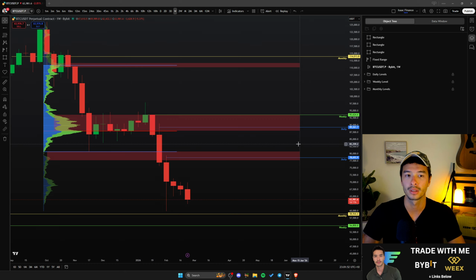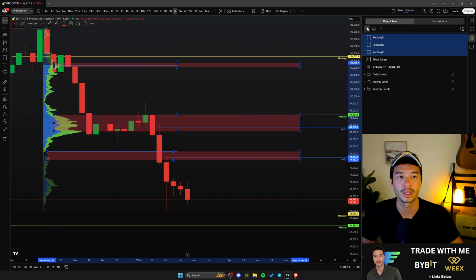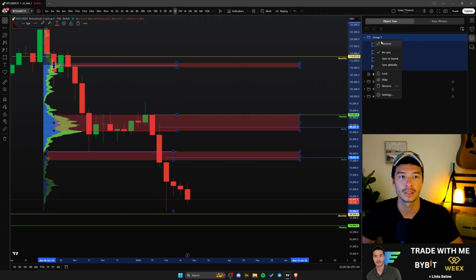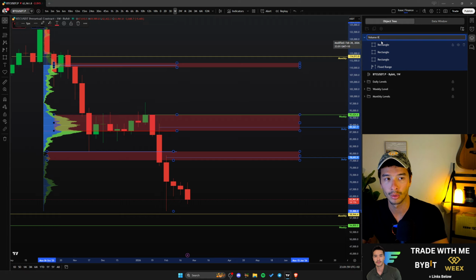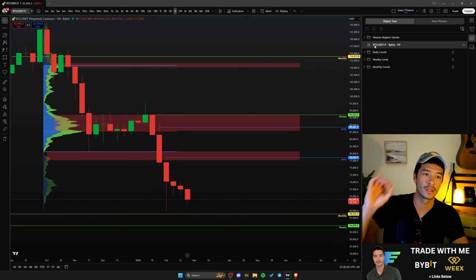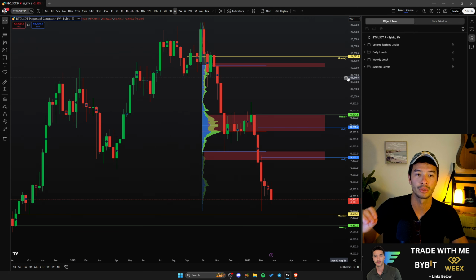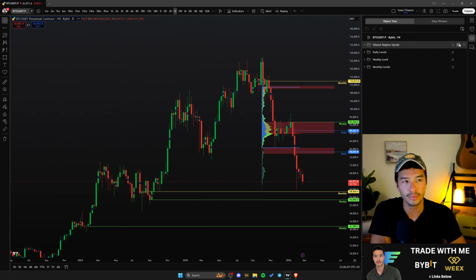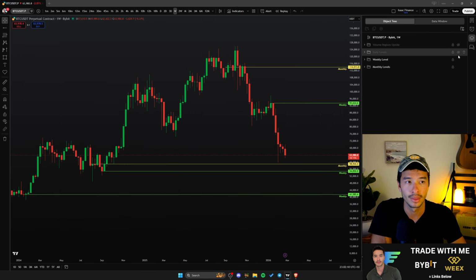So what are these? These are volume regions, okay? So we'll add that together. Volume regions upside. So this is if price moves up. This is the levels of volume you'd be looking for. Let's do the same thing with the downside on price.